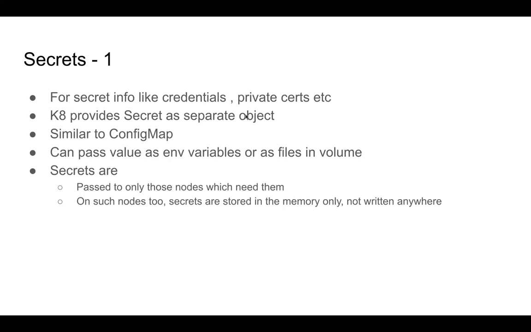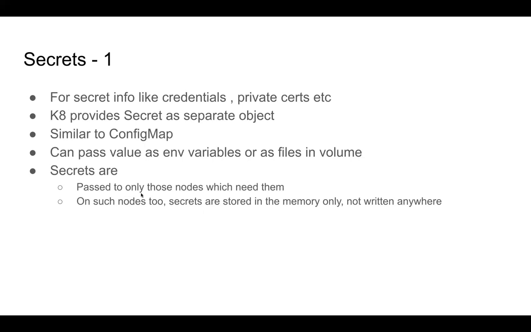It is very much similar to config map, but you will see some differences. When you describe a config map, you see the value appearing as is. But in the secret, it will not show the value in plain text format. Like in config map, you can pass the value as environment variables or files in a volume, like we did in config map.